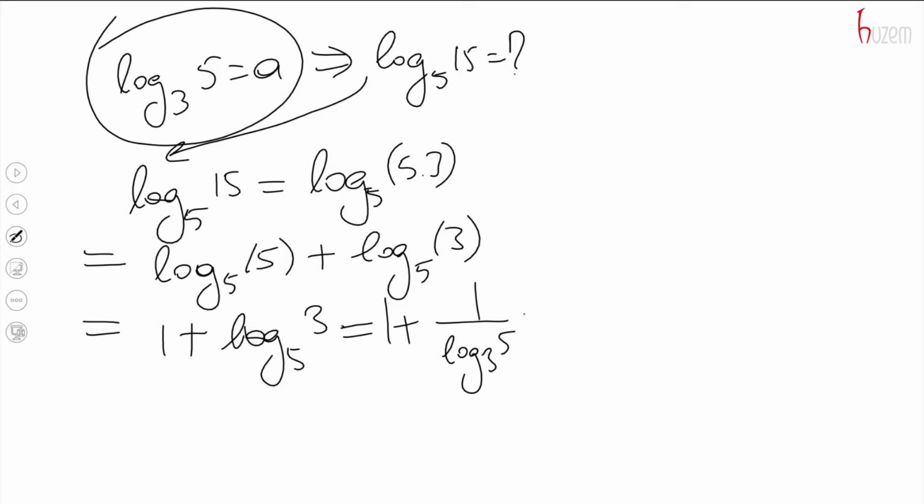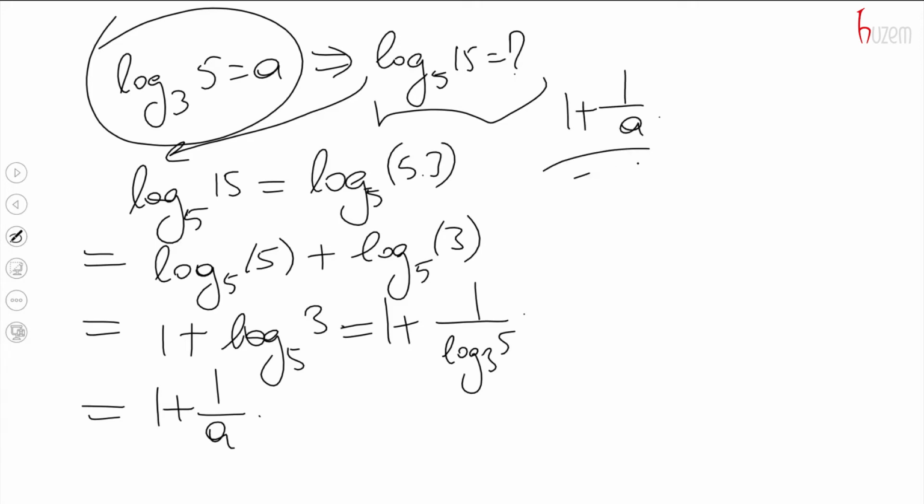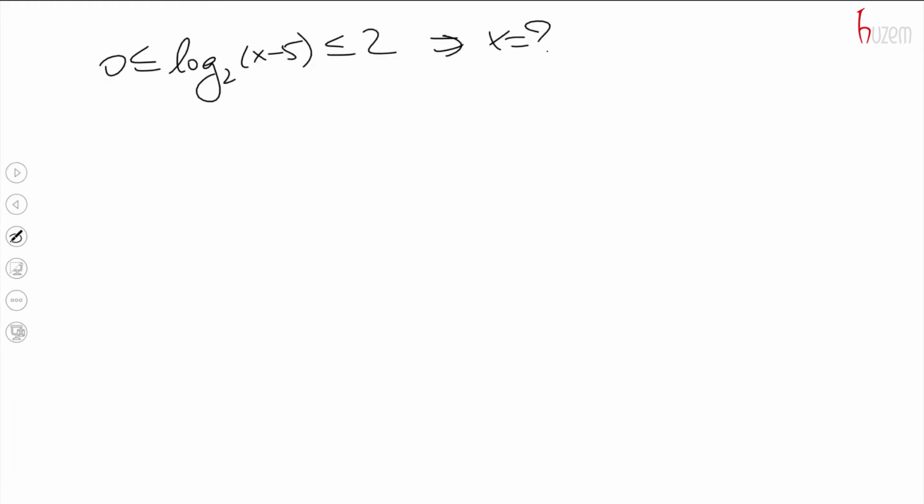So when we do that, we have everything we need. Log base 3 of 5 is equal to a, so this will be 1 plus 1 over a. So we can rewrite this expression as 1 plus 1 over a, in terms of a. So this is the second example.